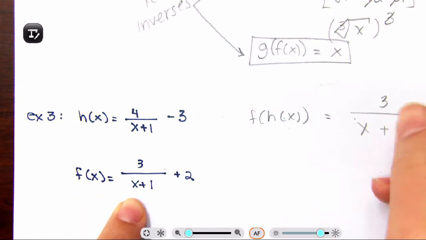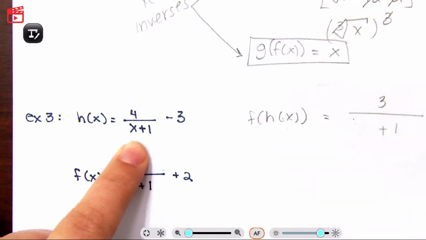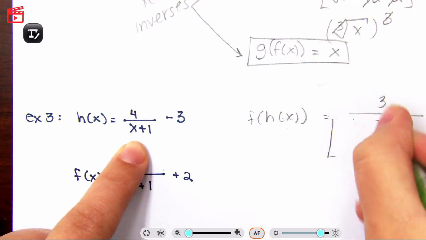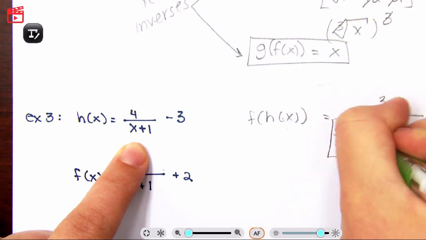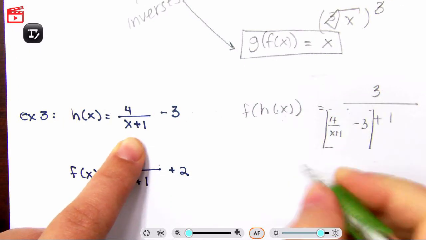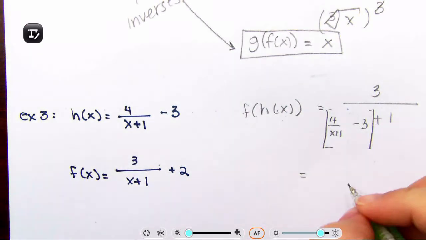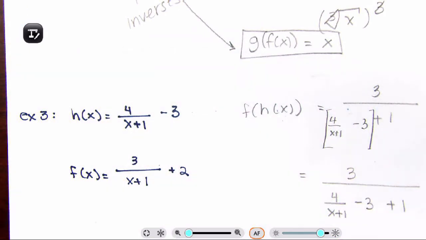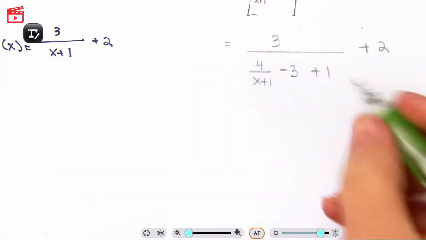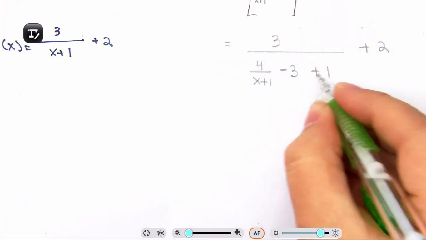But I don't have x. What do I have? I have all of this mess. So I'm going to put it in brackets because it is a little bit on the bigger side. So I have 4 divided by x plus 1 minus 3. So let me simplify that a little bit. So I have 3 divided by 4 divided by x plus 1 minus 3 plus 1. And then I have my plus 2 here. What I'm seeing here is I have a minus 3 plus 1.